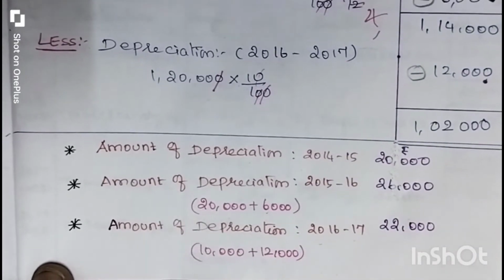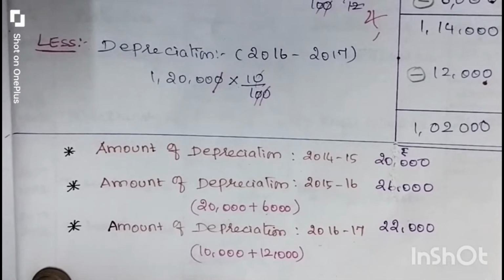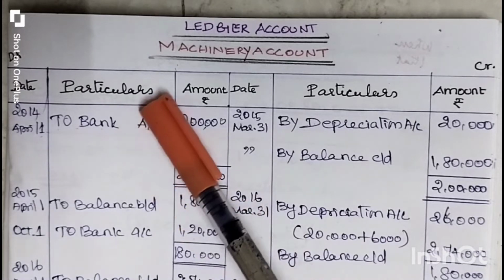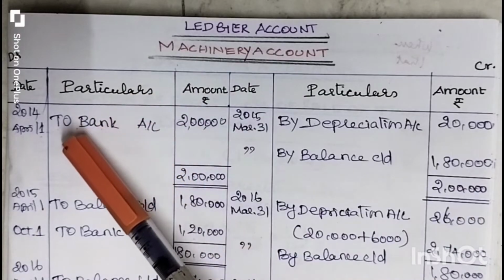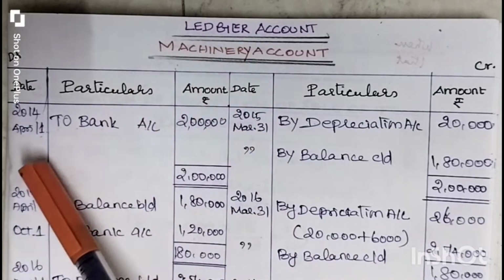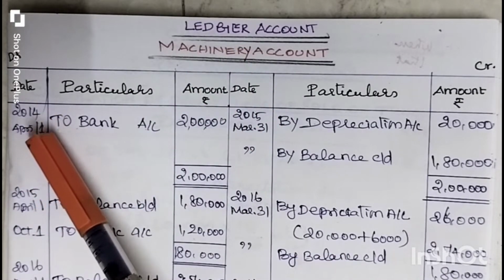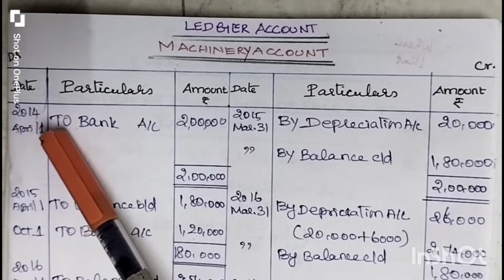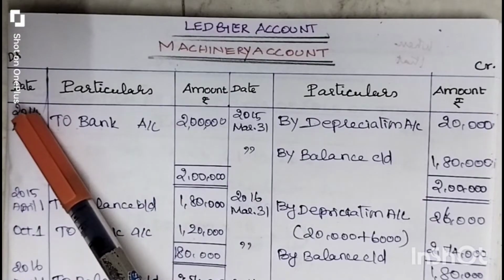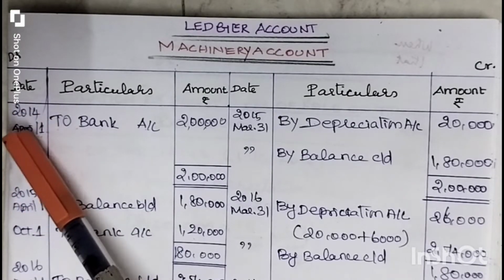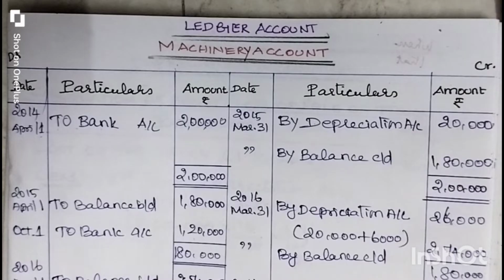So we are going to prepare the machinery account and the depreciation account. First we prepare the machinery account, on a ledger account. When you purchase machinery, the journal entry is machinery account debit to bank account. Machinery account is on the debit side. So you go to the debit side, enter the opposite account name, that is to bank account, 2 lakh rupees, when you purchased on 1st April 2014. Enter it in the date column. Okay, then at the end of the year you have to provide the depreciation account.